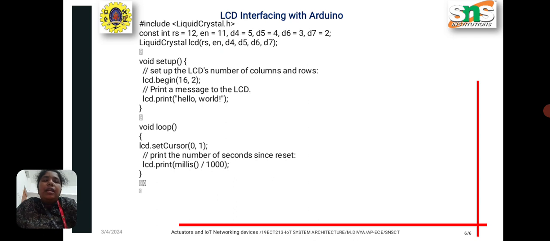Then we are going to print hello world. In this program we are going to print hello world, so lcd.print hello world. The LCD will display hello world as output. Then we set the cursor to 0 comma 1, and we have to add some delay, so that it will display for some time.